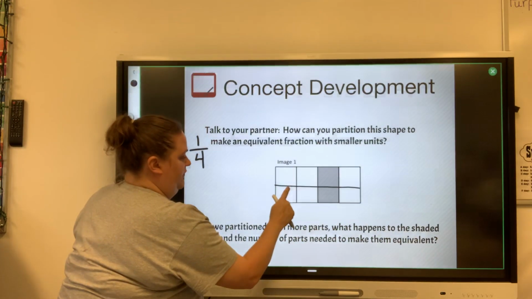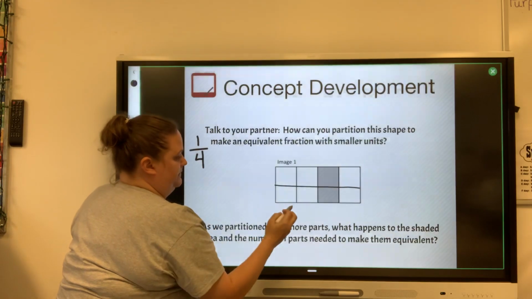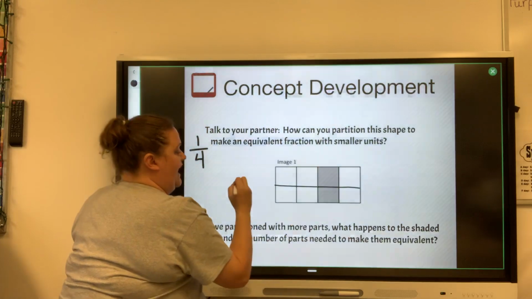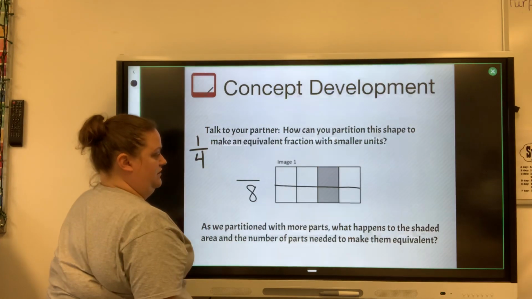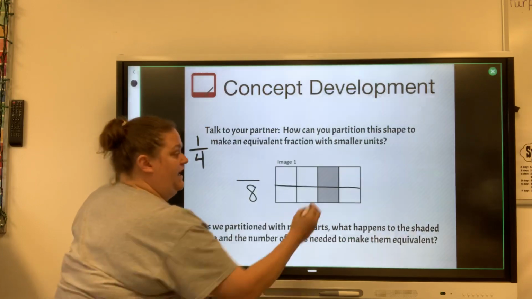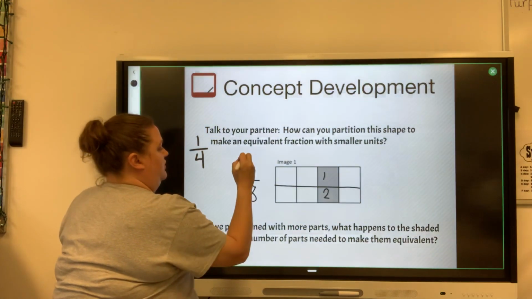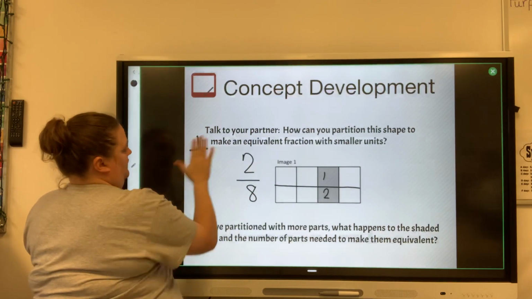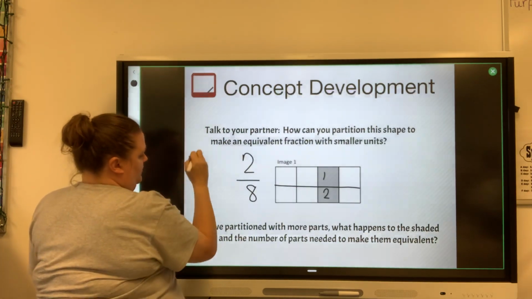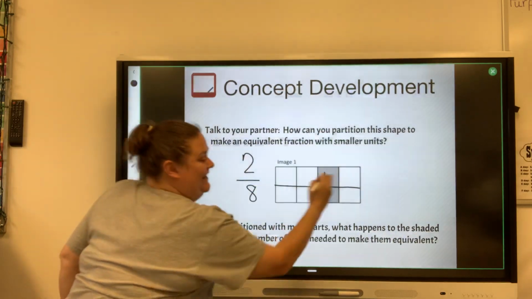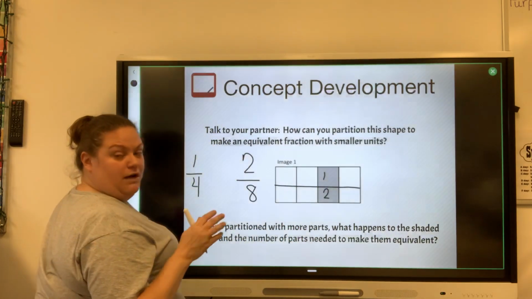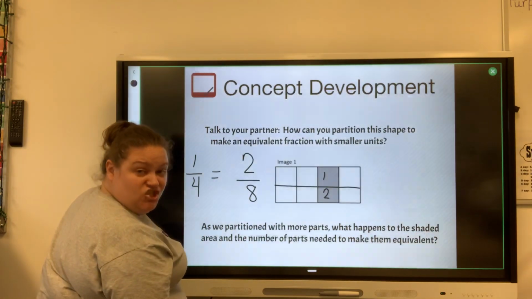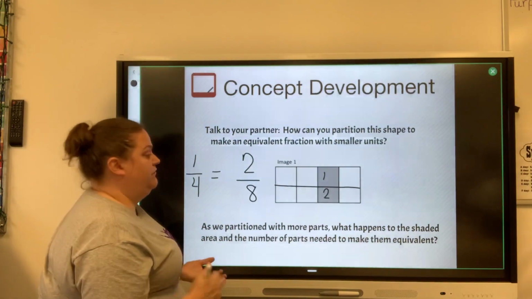It's not my most equal line ever. Let's see if I can make it. So I went from fourths to 1, 2, 3, 4, 5, 6, 7, 8. Now I have 8 pieces. And of those 8 pieces, I have 1, 2 that are shaded. 2/8. Let's do that. I started out with 1/4 shaded. I added another row, so I drew a line down the middle. 1/4 is the same as shading in 2/8. Those two are equivalent fractions.